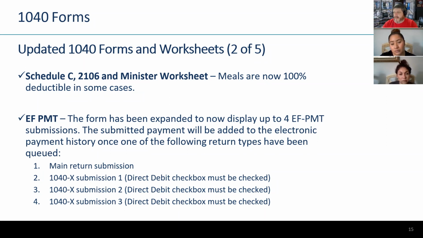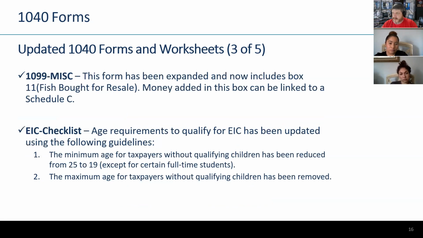We changed the EF payment form because the IRS is now going to allow direct debits on amended returns. So the EF payment form now has 4 lines for direct debit: main return, and then you can submit the amendment up to 3 times. 1099 miscellaneous, there's a box 11 now for anybody who bought fish for resale, I guess.